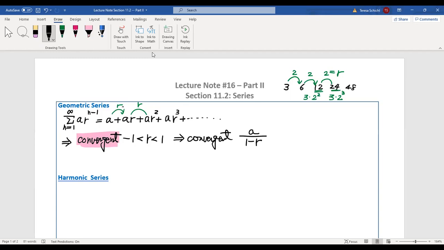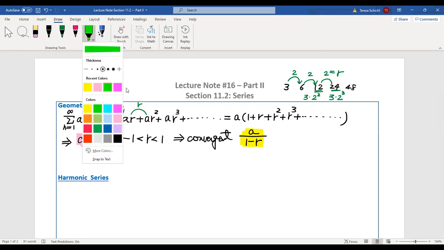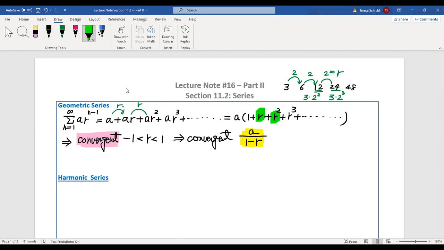To make it easier to see, I typically like to do it this way. I factor out the a, and then inside I start with 1: 1 plus r plus r squared plus r cubed and so on. That gives me a better idea of what my r value is, and then I can plug it into the formula. If you factor out the a and the inside is 1 plus r plus r squared plus r cubed, it's easier to apply the formula.